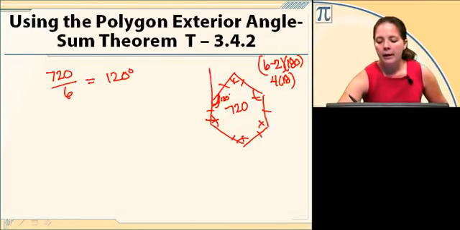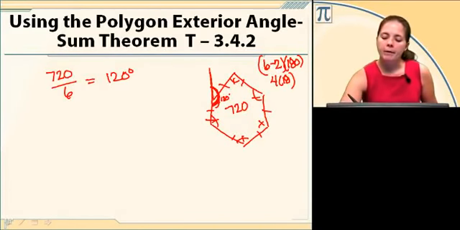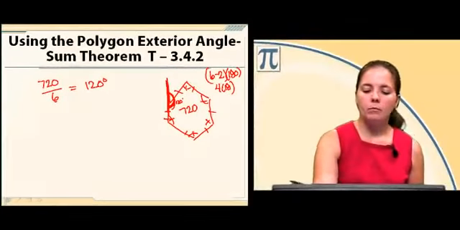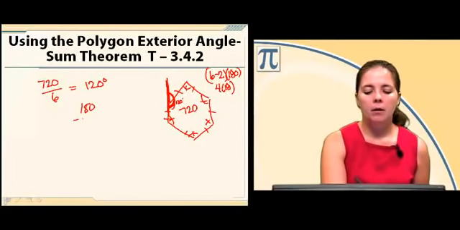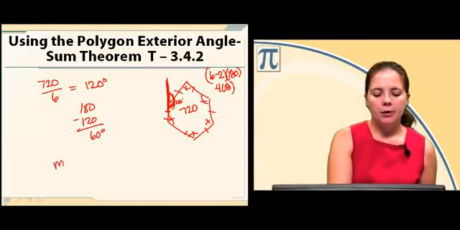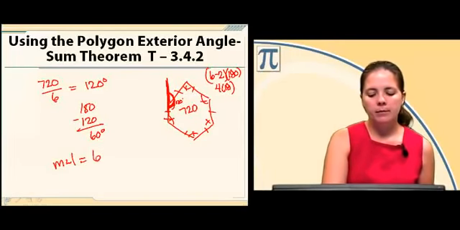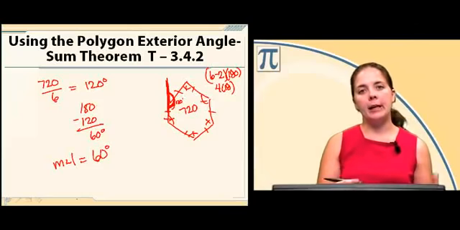Well, now, angle 1 is supplementary with that 120 degree angle. Supplementary forms a straight, it's actually a linear pair, 180 degrees. So I'm going to take 180 minus 120, 60 degrees. So the measure of angle 1 equals 60 degrees in each of those triangles.